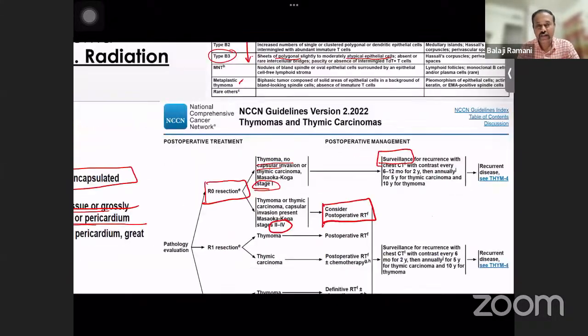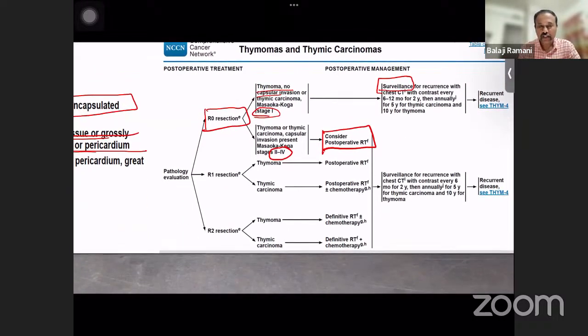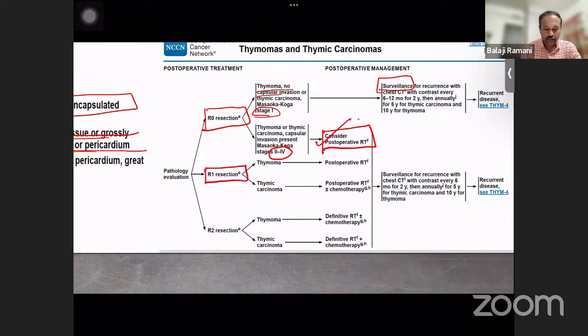But what is more important in the management is whether it is completely resected or not. Thymomas and thymic carcinomas with an R0 resection, completely resected, stage 0, even stage 1, meaning completely resected both macroscopically and microscopically, then you just do surveillance. On the other hand, if there is a capsular invasion, as is the case here, then you have to consider post-operative radiation therapy. And whenever there is an R1 resection, any case where there is a microscopic residue left behind, then you definitely go for post-operative RT. In thymoma, and in thymic carcinoma, it will be post-operative RT plus or minus chemotherapy. And R2 means gross residue is there. Then in both of them, whenever there is a gross residue, it is concurrent chemoradiation. In thymoma, it is optional to give chemotherapy, but in thymic carcinoma, it is definitively given. So in a sense, it is the completeness of resection which will determine the management of a thymoma or a thymic carcinoma.